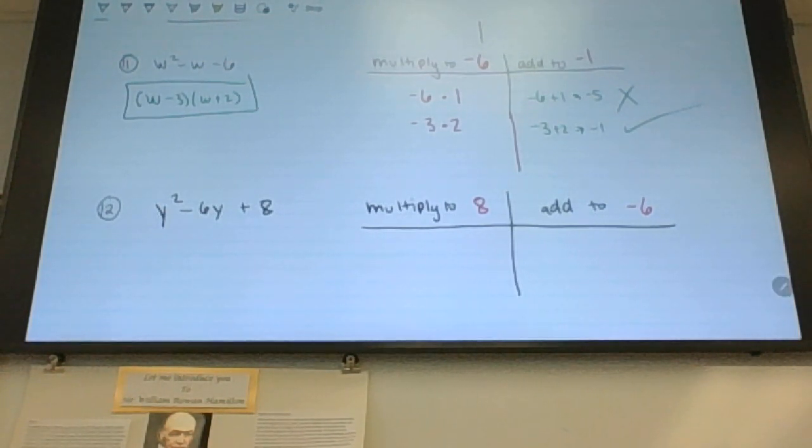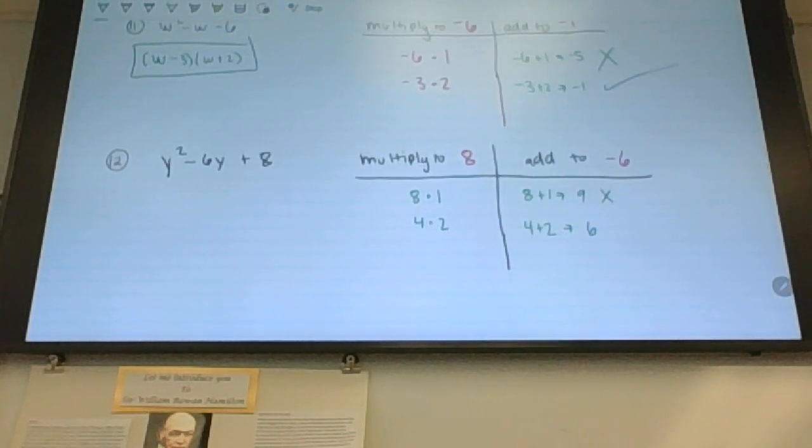All right, so I'm going to think about everything that multiplies to 8. I got 8 times 1, and I got 4 times 2. 8 plus 1 is 9, so I'm not even interested in 8 and 1. 4 plus 2 is 6. I need a negative 6, so I'm very close. Faith, what would you do? Yes, so multiplying two negatives make a positive. So negative 4 times negative 2 is a positive 8. And negative 4 minus 2 is negative 6, so that does work. So this time, they're both negative.